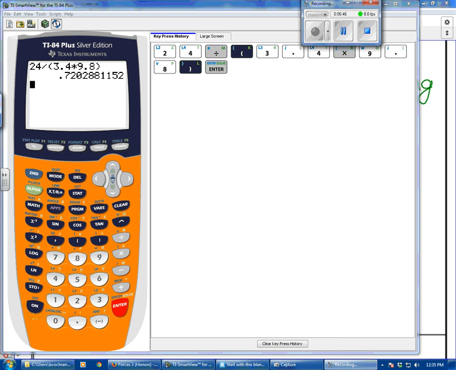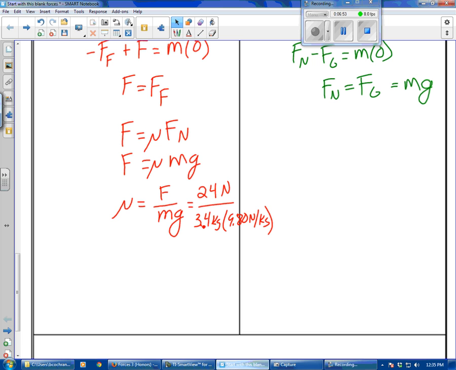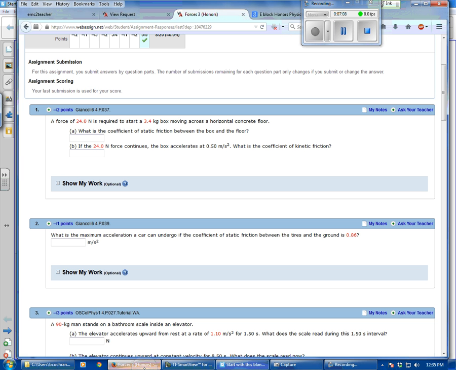All right, so I get 0.720. So I get mu equals 0.720, and it's newtons over newtons, so it's unitless, which is good because it's a coefficient. And then if the 24 newton force continues, the box accelerates at this. What's the coefficient of kinetic friction?